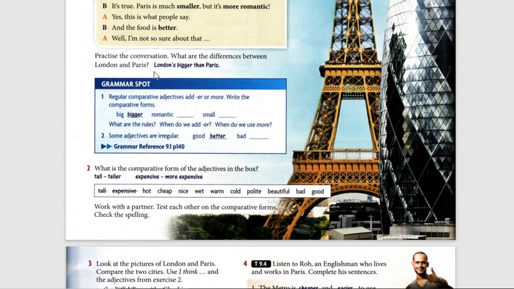Yes, grammar spot. Regular comparative adjectives, add -er or more. Write the comparative forms: big, bigger, romantic, and small. What are the rules? When do we add -er? When do we use more? And some adjectives are irregular. So let's talk about this.